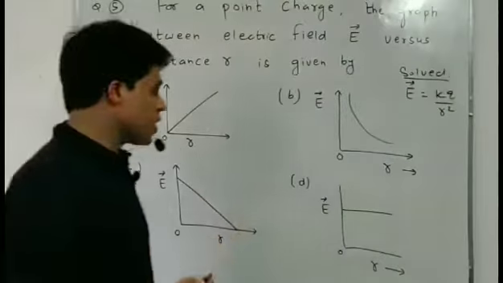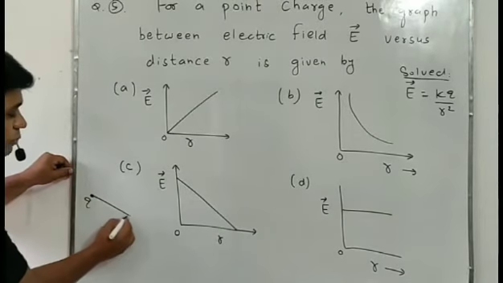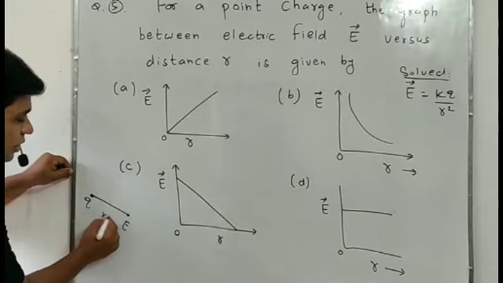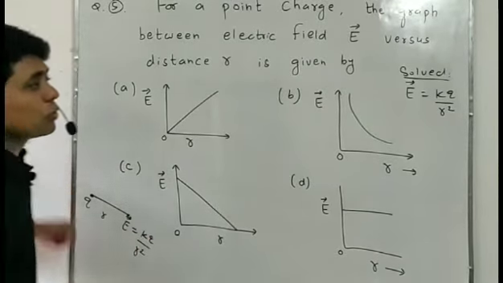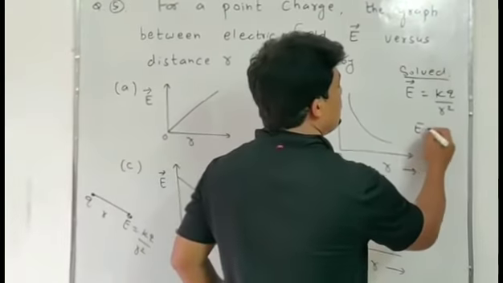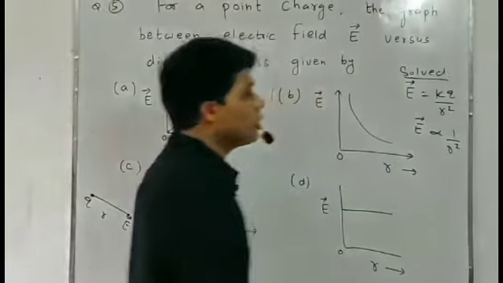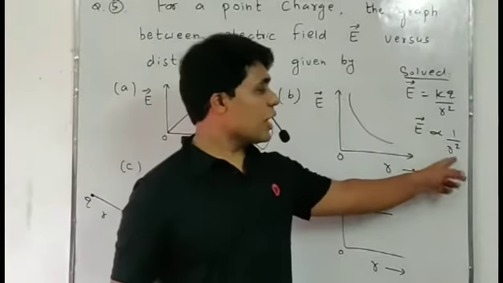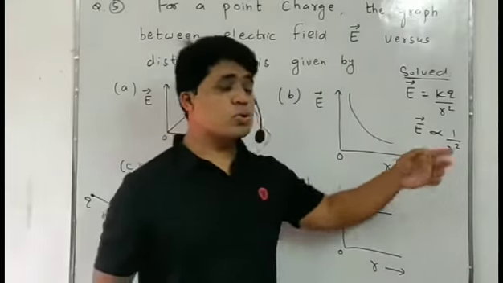A point charge, look at students, always produces an electric field at a certain distance r, that is given by kq by r square. So we'll get E inversely proportional to r square. Okay, when two quantities are inversely proportional, in that condition, that is square also.